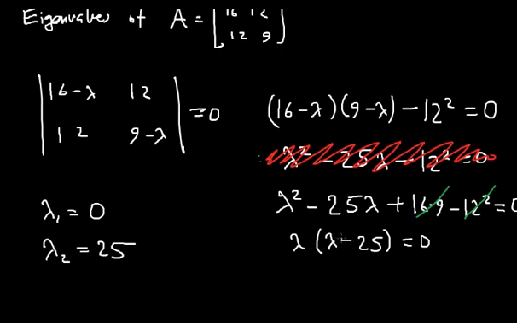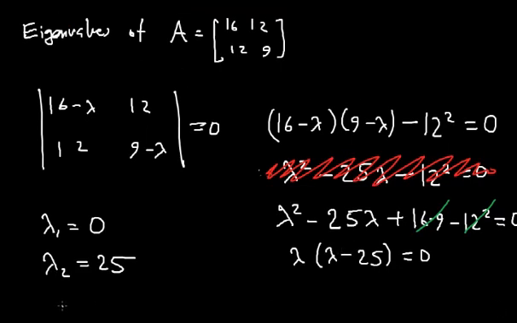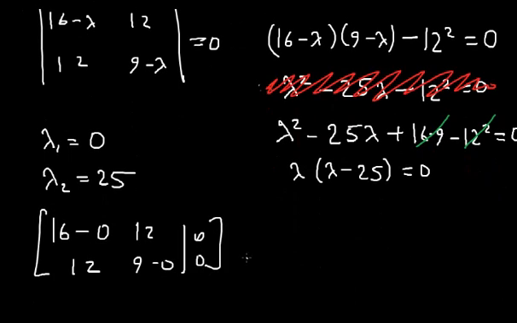Now we want to find the eigenvectors, right? So to do that, we will have to put the extended matrix in the form 16 minus lambda, which is 0. So we'll have 16 minus 0 there, 12, 12, and 9 minus 0, and then 0, 0. And let's see what this extended matrix gives us. Oh, sorry, you can't see that. There we go. We'll then get 16, 12, 12, 9, 0, 0.